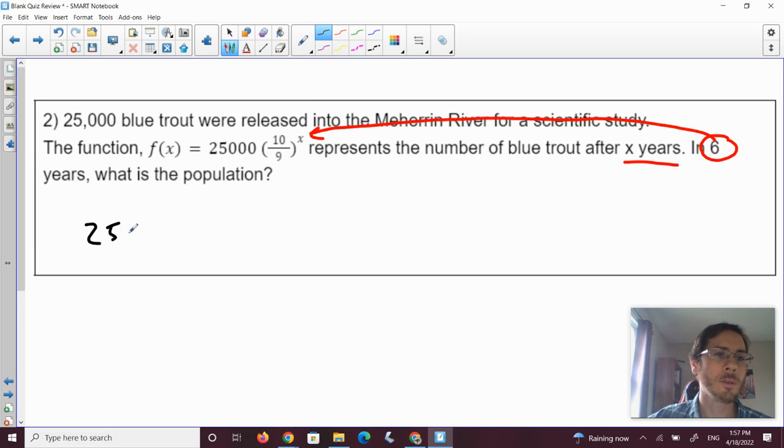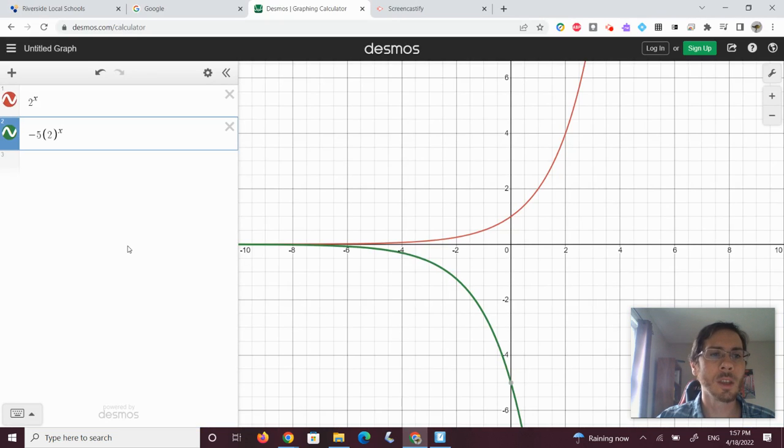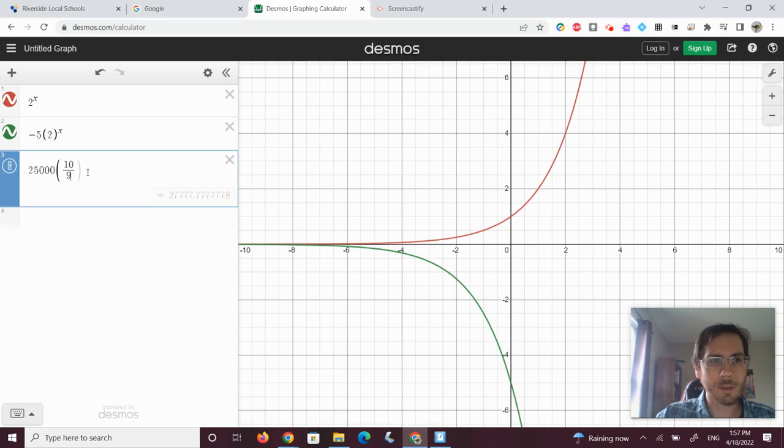So we get 25,000, and that makes sense because that's the starting number of blue trout. Here we've got 10 over 9. That's our b value, so we can tell that we're growing because it's bigger than 1. So that's good that the trout are surviving. And then 6 is what we're going to plug in for x. At this point, it's just a calculator problem, so we throw it into the calculator: 25,000 times 10 ninths to the 6th power. We have 47,042.